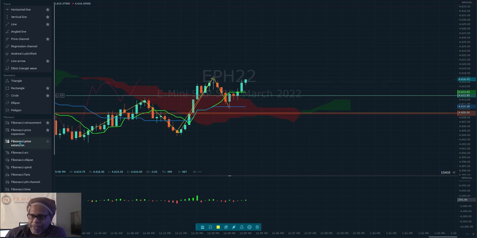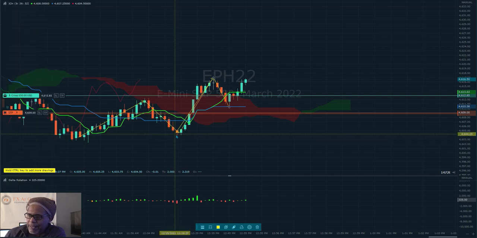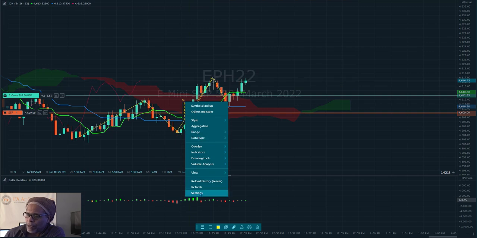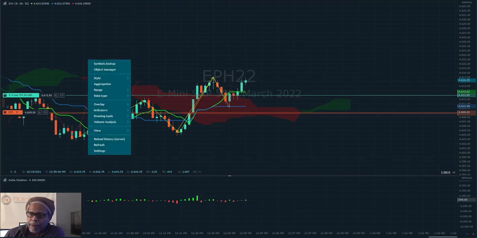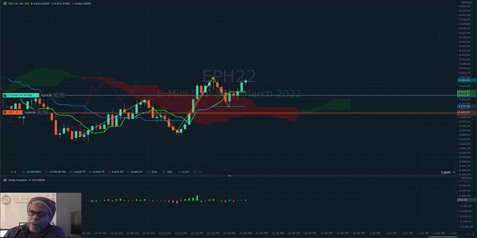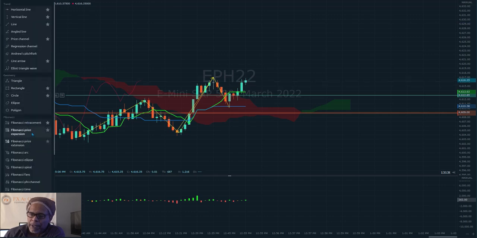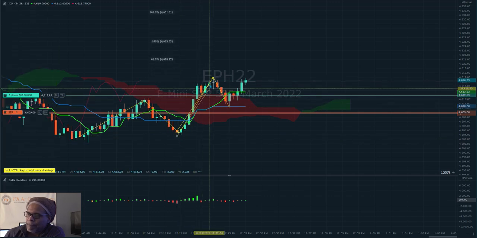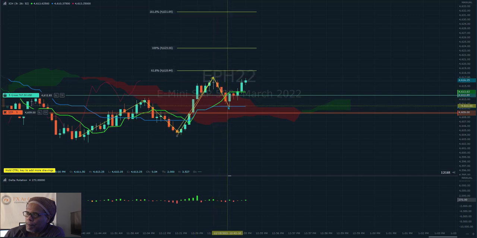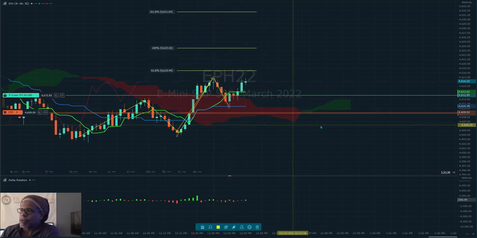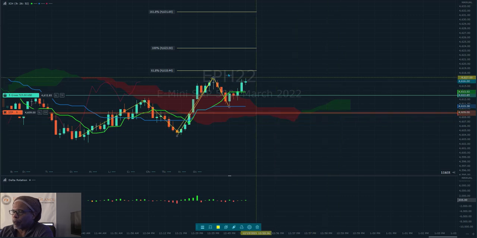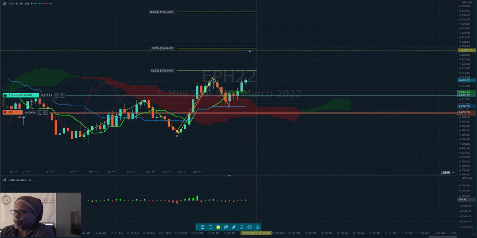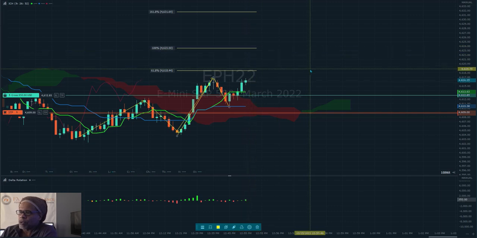Fibonacci price extensions. Actually, let's go wrong one. Let's do this. Fibonacci price expansions. So that 1-to-1 will be here. So we're going to be looking for this profit target at 4623.5.